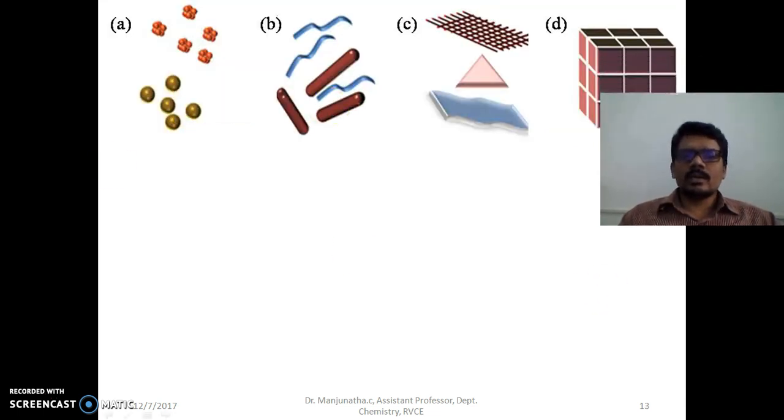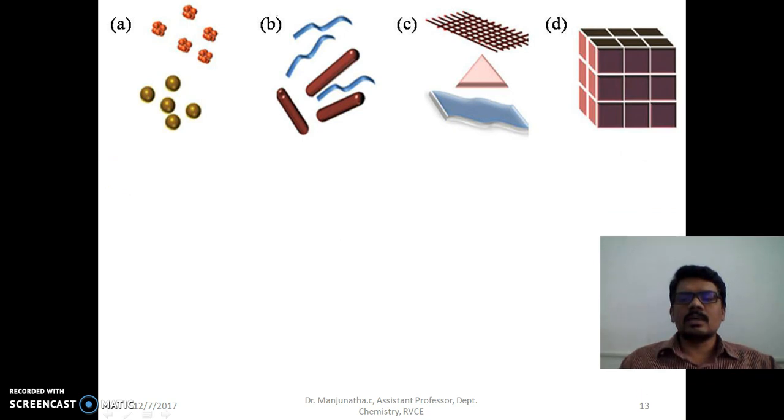Okay, let us look at this picture. The zero-dimensional nanomaterials will be in the spherical shape, and one-dimensional nanomaterials will be in the form of wires or rods or tubes, and two-dimensional materials will be in the form of sheets. Like this, and 3D will be in the form of a combination of a number of cubes here.